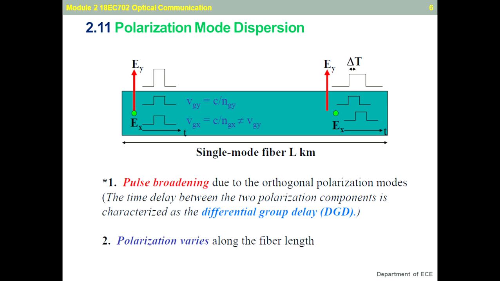In the diagram we can refer to, the initial pulse is very narrow, whereas at the output side, after traveling through some distance L kilometers, we can find the fiber output gets broadened, and there is a reduction in amplitude also. That is a delta t time-delayed version of the input pulse. Here we can see pulse broadening due to orthogonal polarization modes. The time delay between the two polarization components is given by DGD, that is differential group delay. And the polarization varies along the fiber length.